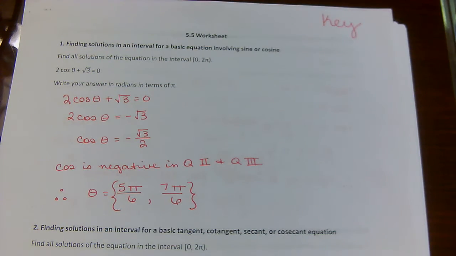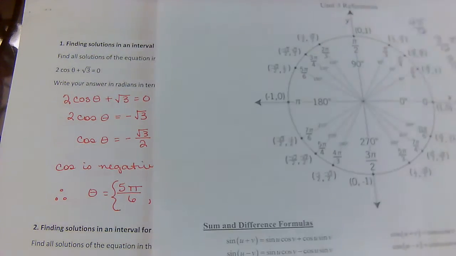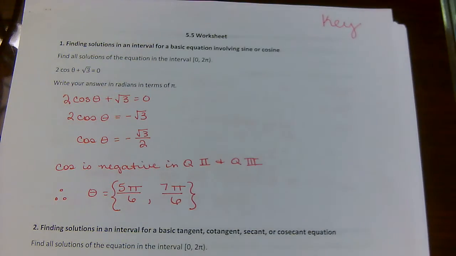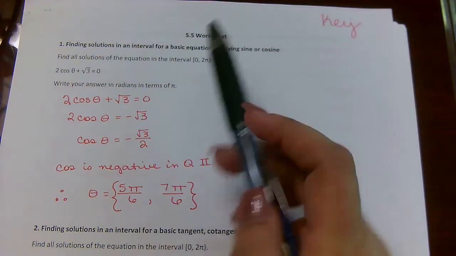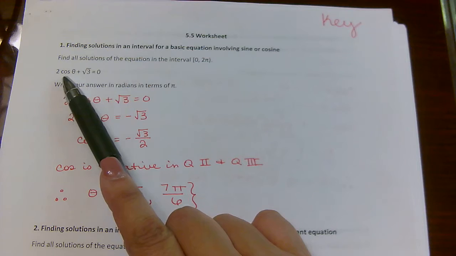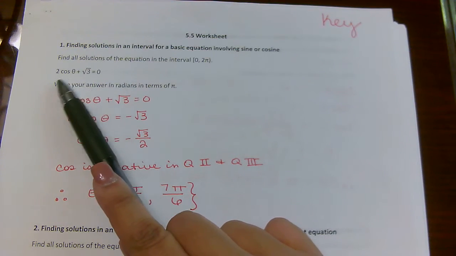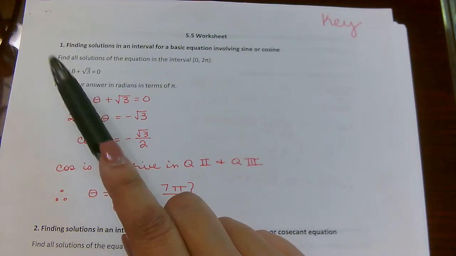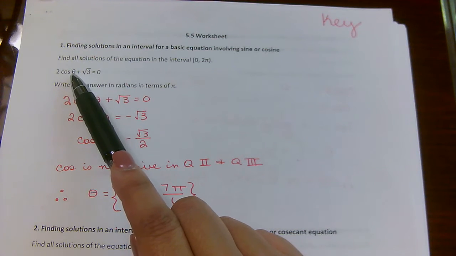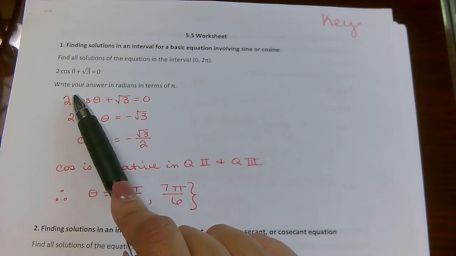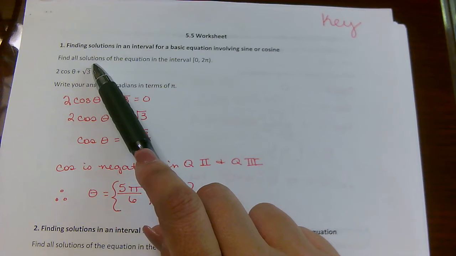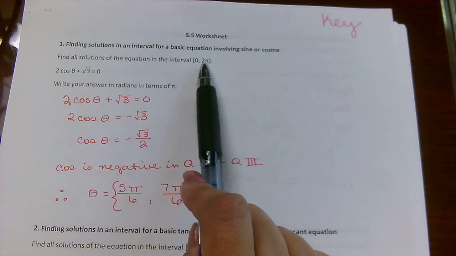Okay, this is going to be the walkthrough of 5.5 worksheet. Make sure to have a copy of your reference sheet. Number 1, if you remember, this is very similar to a linear equation. It has a number and it has only one variable, in this case theta. So what we're going to do is solve for all the solutions between this specific interval.